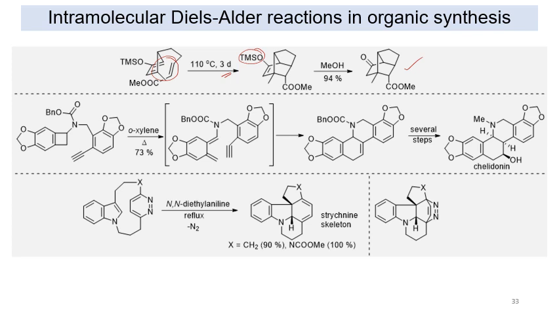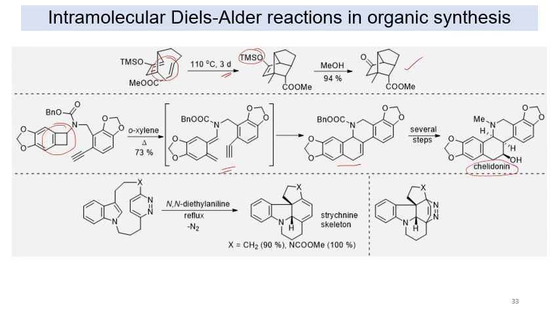In the synthesis of chelidonine, this particular substrate underwent an electrocyclic ring opening to give you this ortho-quinodimethane. This then underwent a Diels Alder reaction with the acetylene, which is there in the proximity, to give you this polycyclic molecule, which under several transformations then gives the natural product chelidonine.